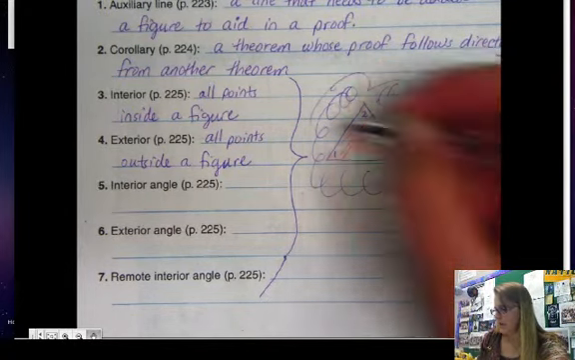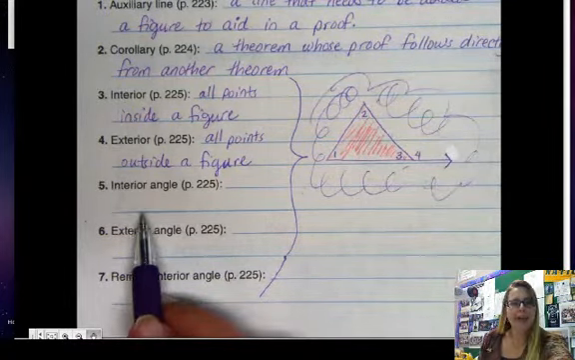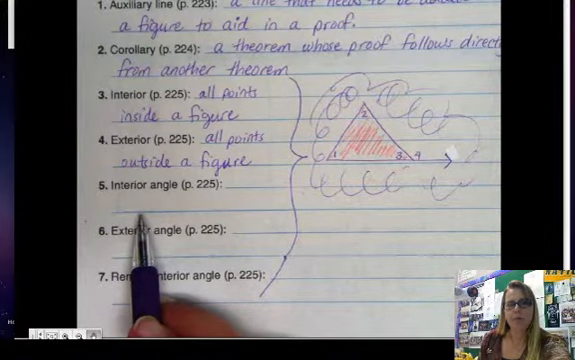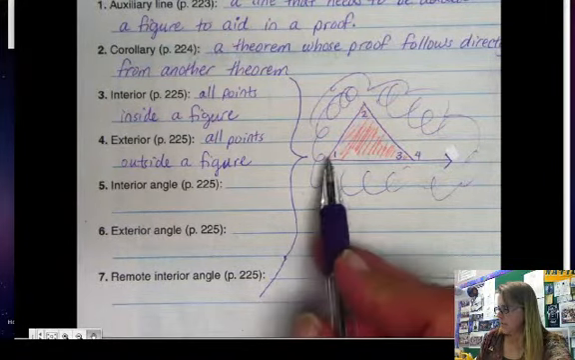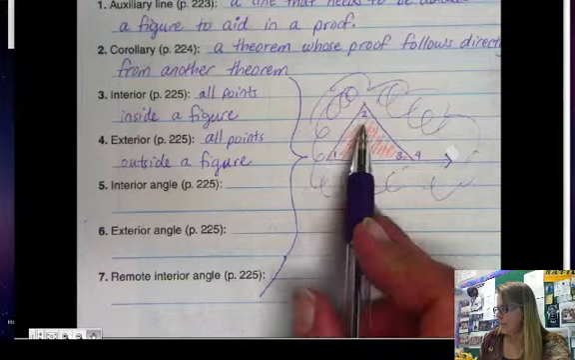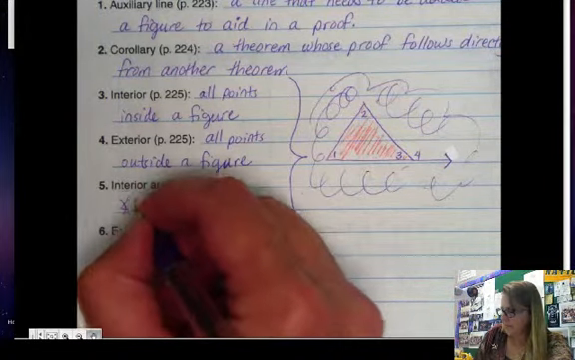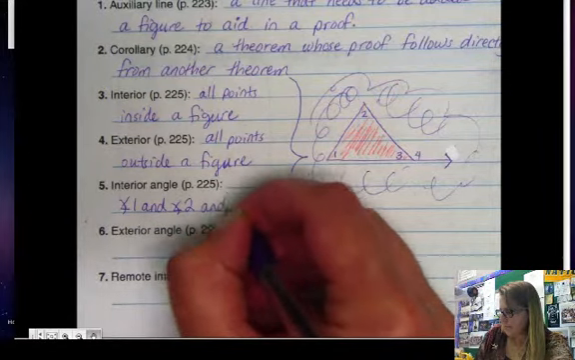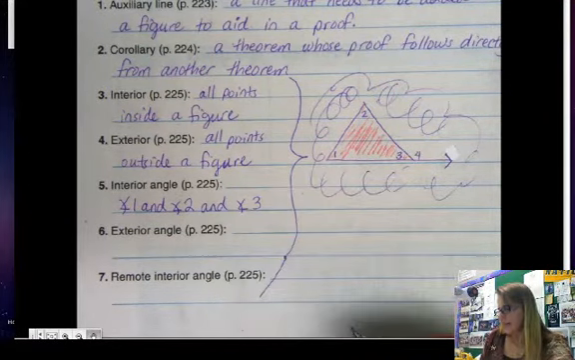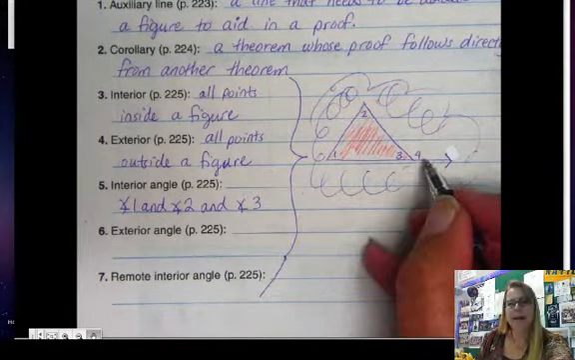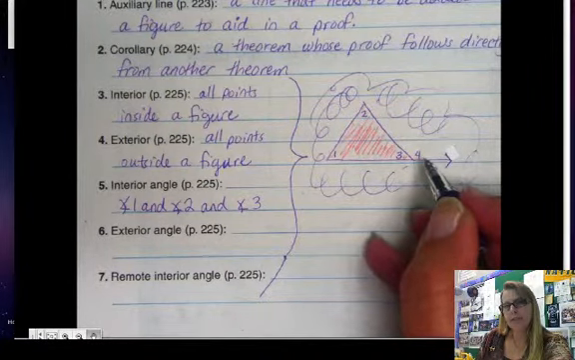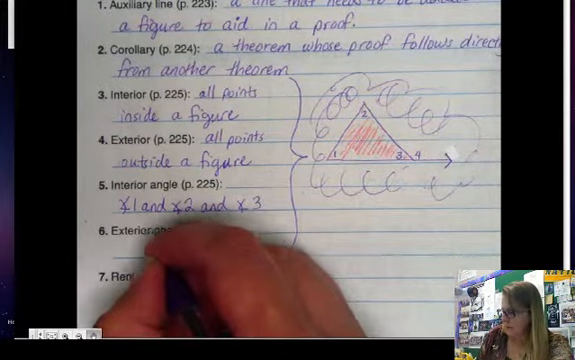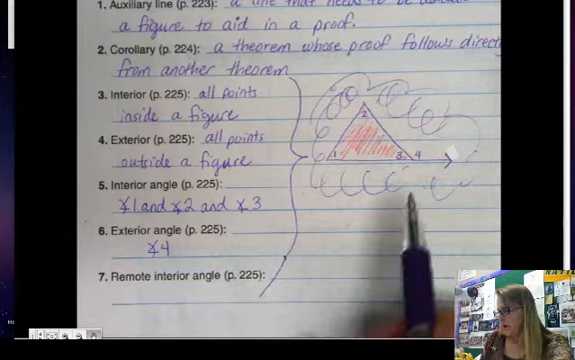Okay? So the interior angles, you can probably guess, would be the ones on the inside of the figure, which would be in this case angle 1, angle 2, and angle 3. The exterior angle is the one that's on the outside of the triangle, and in this case that would be angle 4.